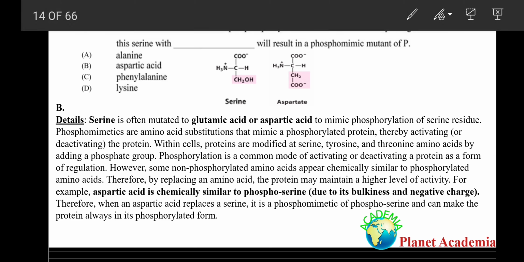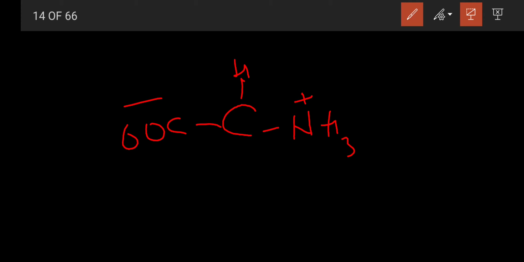Okay, so this is the structure of serine. So I'm making this. This is the alpha carbon. This is the hydrogen. This is the amine group. This is the carboxyl group, and this is the R, CH2OH of serine.